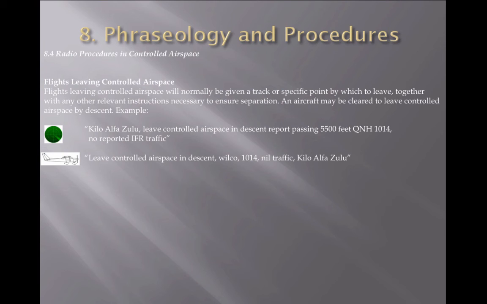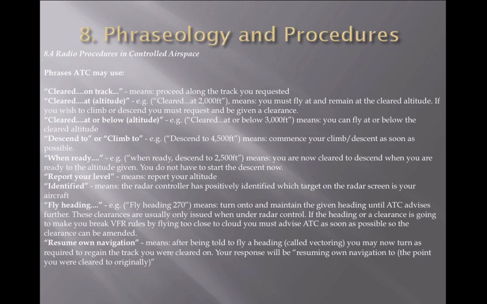An aircraft may be cleared to leave controlled airspace by descent. For example, Kilo Alpha Zulu, leave controlled airspace in descent, report passing 5,500 feet, QNH 1014, no reported IFR traffic. You'll respond, leaving controlled airspace in descent, Wilco, 1014, nil traffic, Kilo Alpha Zulu. Phrases that you may hear from ATC are listed below. Make sure you read them and understand the descriptions. Pause the video, read through them, then resume.